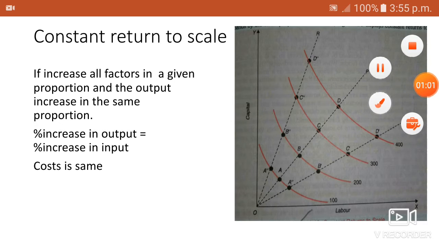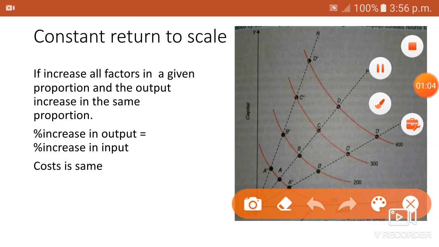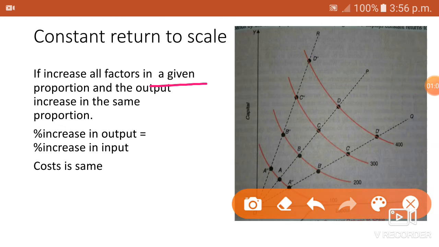Constant returns to scale. Constant returns to scale occur if all factors are increased in a given proportion and the output increases in the same proportion. It means that the percentage increase in output is equal to the percentage increase in input. In constant returns to scale, cost is the same. So we can see in this diagram, on the y-axis is capital and on the x-axis we take labor.